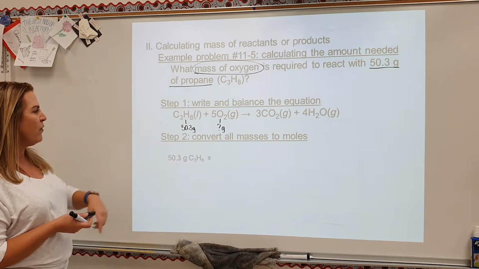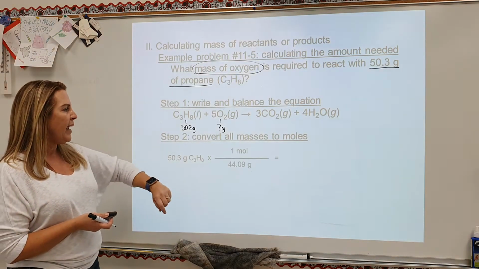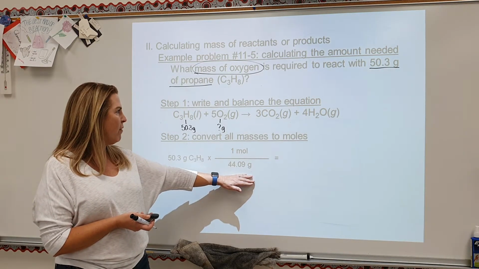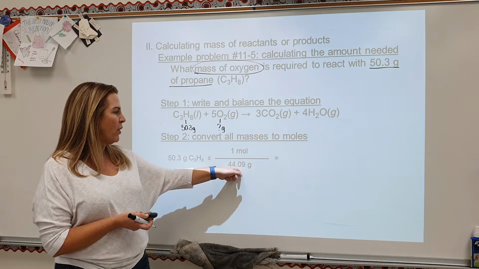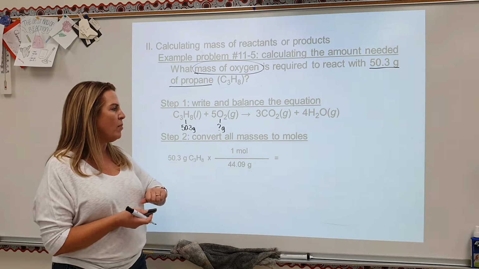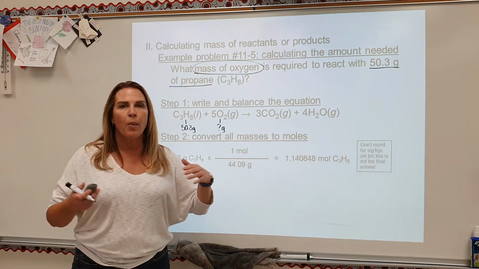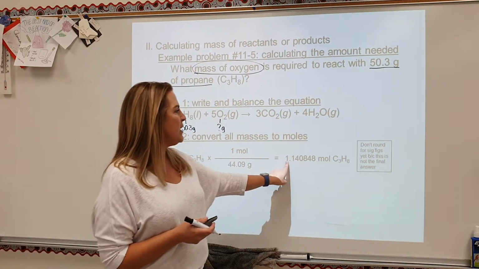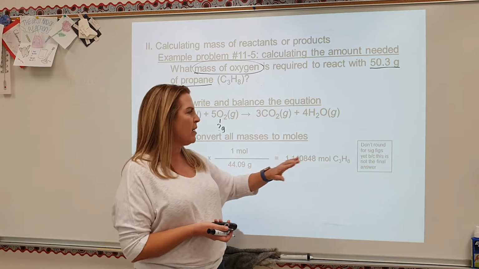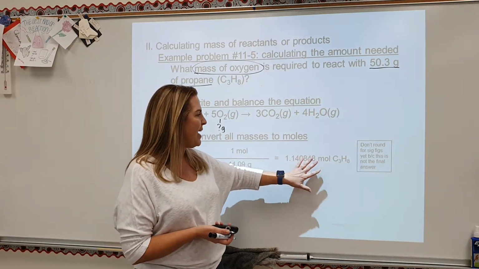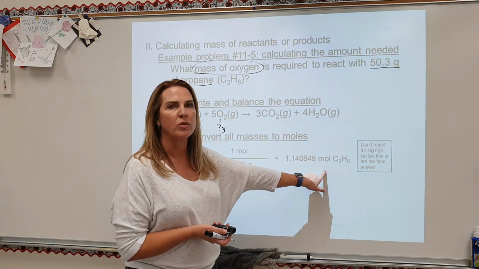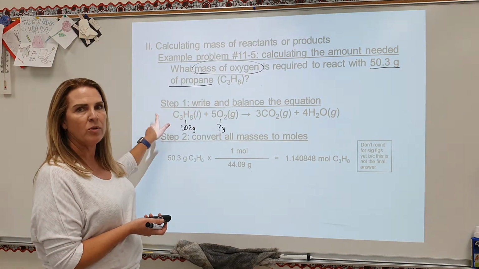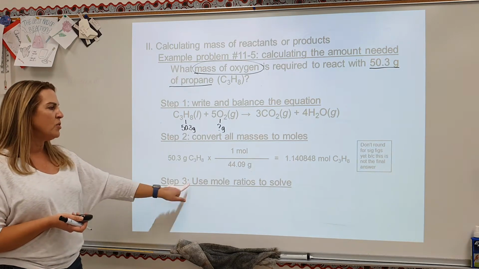So we're going to start with our 50.3 grams. And we're going to use the molar mass. You have to calculate the molar mass of propane. So for every 44.09 grams, there's 1 mole. Now, this problem is breaking it up into step by step. So notice here, this is what my calculator reads, and I'm not rounding anything yet. So we're going to take that because now it's in moles. So once I'm in moles, then I can use my mole ratio. So that's my next step. Use the mole ratio to solve.